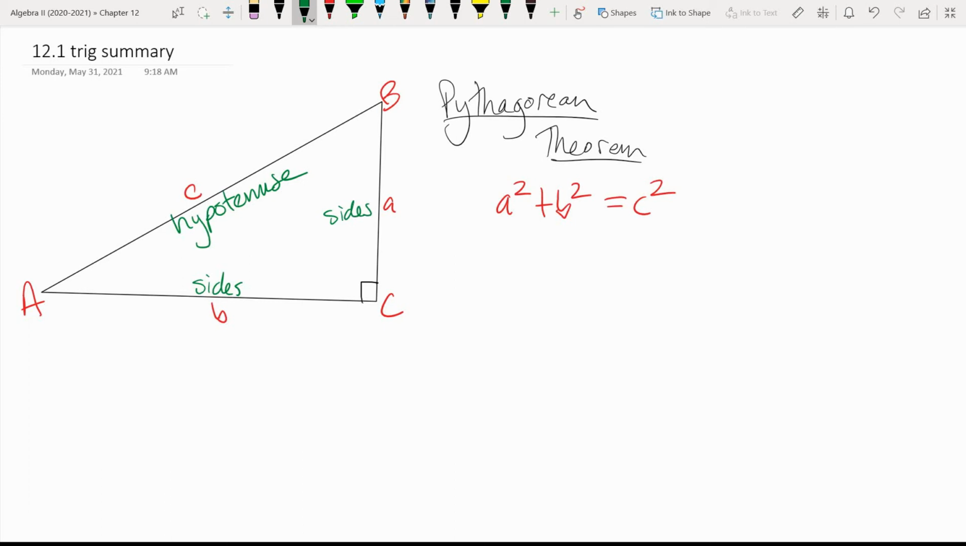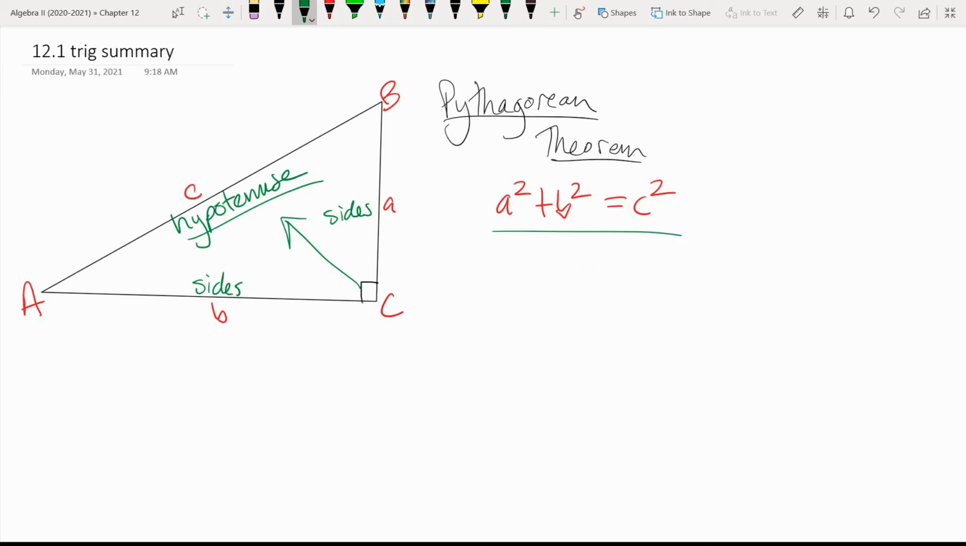So the sides are always going to be shorter than the hypotenuse. The hypotenuse is always going to be the longest side. And it's always, always, always opposite the right angle. Okay, so those are some important pieces to just a basic right triangle.